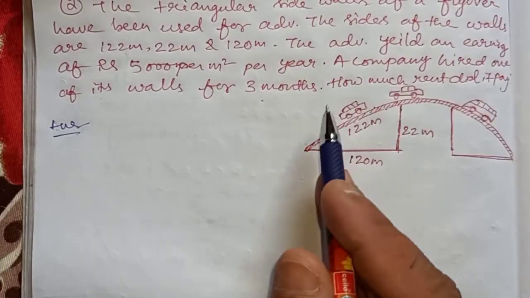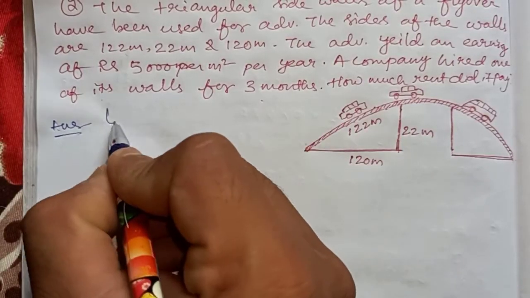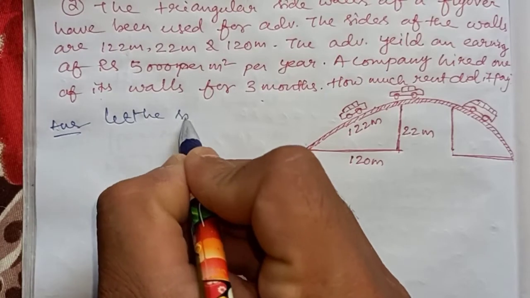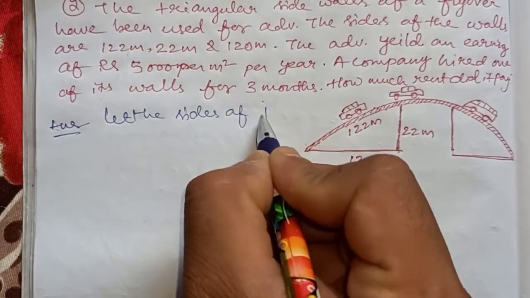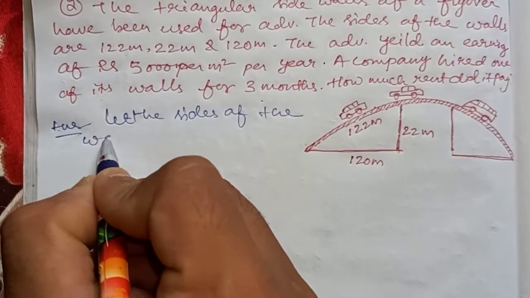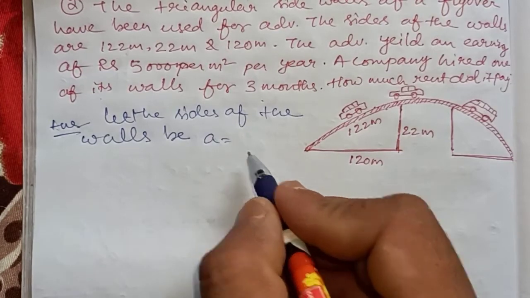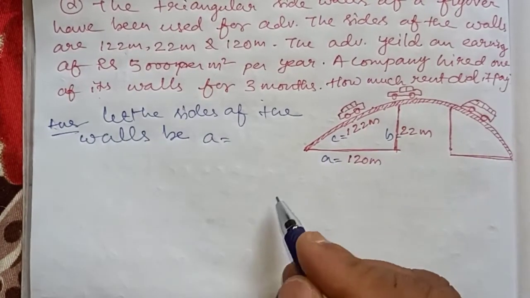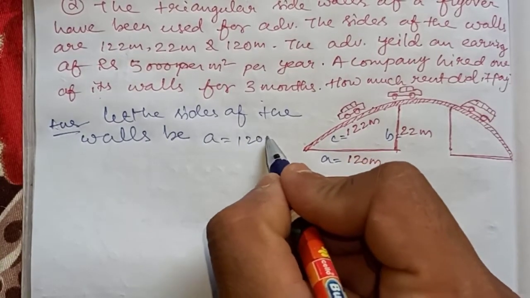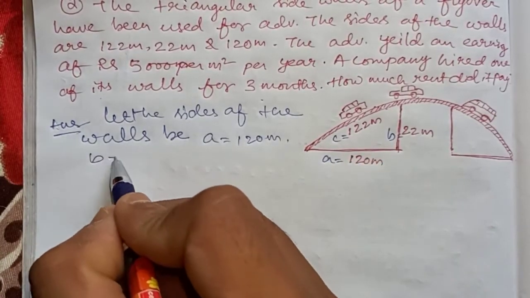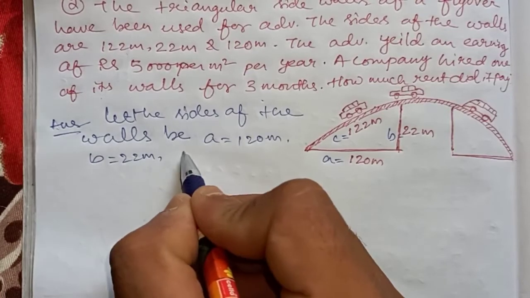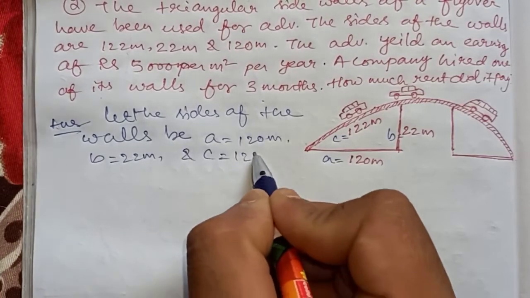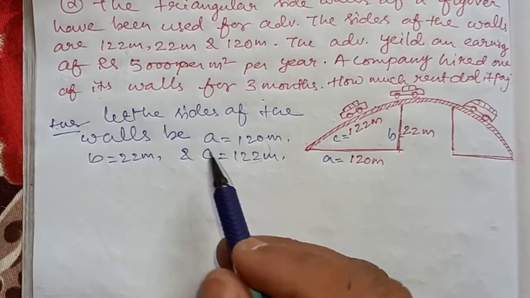So the sides of the side wall are given. Let the sides of the walls be A, B, C. So A equals 120 meter, B equals 22 meter and C equals 122 meter. So these are the sides of the side wall.